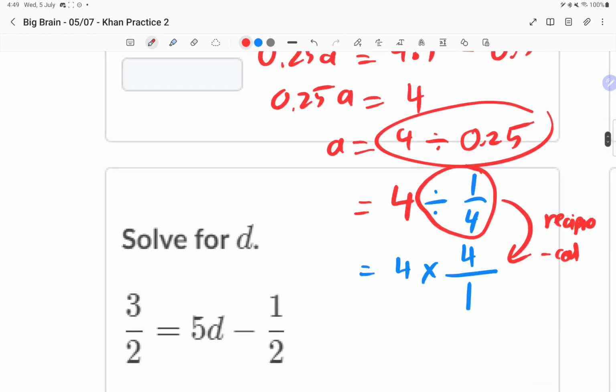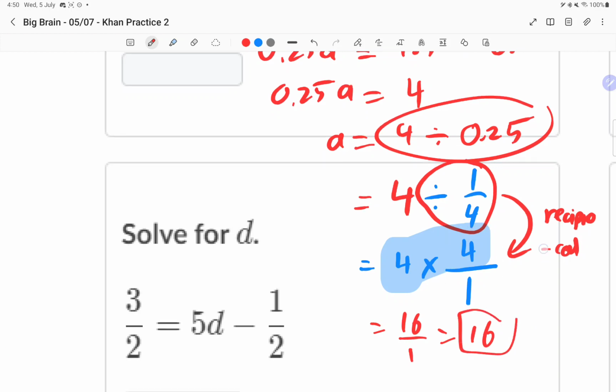And once you've got to this point, how do we do 4 times 4 over 1? 4 times 4, yes, very good. So when you have a whole number times a fraction, you only times the whole number to the top of the fraction, which is 16 over 1. Then that would be 16. Or you can just go 4 over 1 is just 4, so 4 times 4 is 16. That's another way of doing this one.